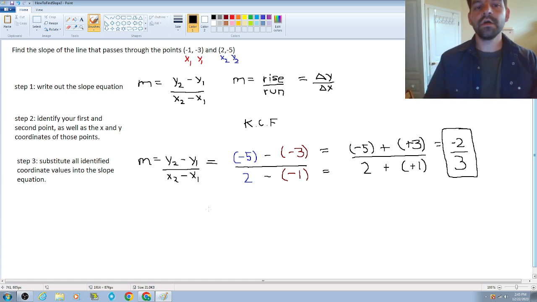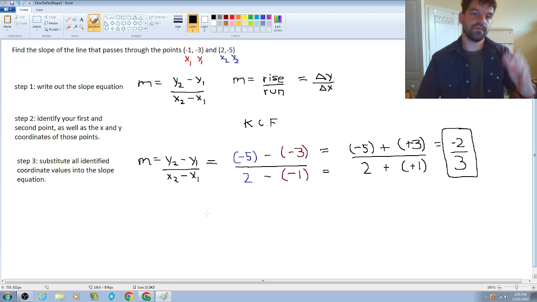So remember, when it comes to the step-by-step approach of this, the most important one is going to be step number 2, just identifying what you're going to consider your first point and your second point, and then labeling your x and y coordinates as such. Okay, but I hope this helps you guys out.